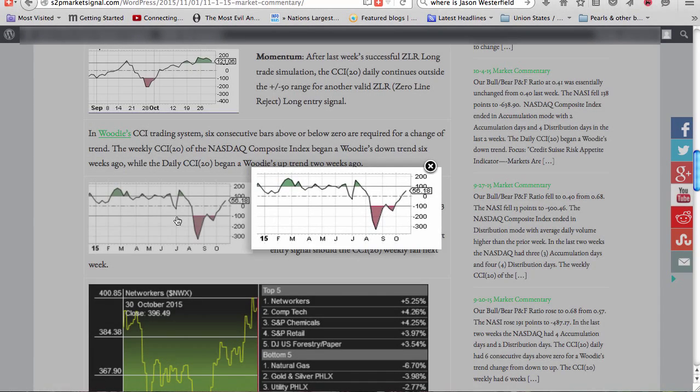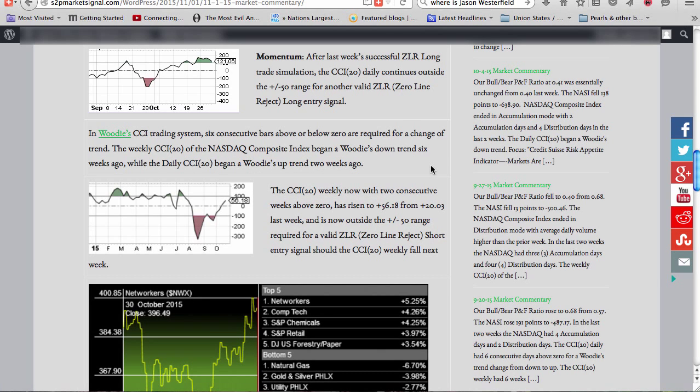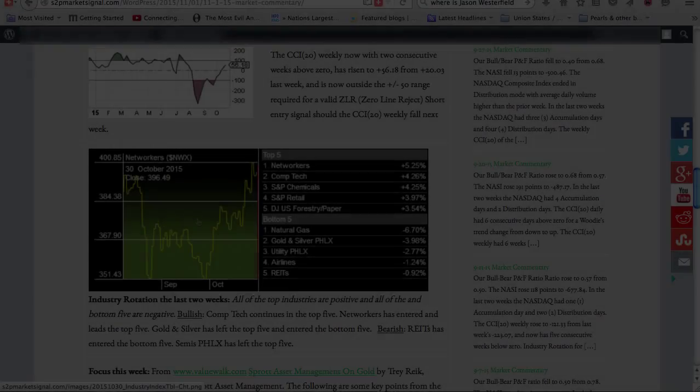The CCI 20 weekly, now with 2 consecutive weeks above zero, has risen to plus 56.18 from plus 20.03 last week, and is now outside the plus or minus 50 range required for a valid zero-line reject short entry signal, should the CCI 20 weekly fall next week.